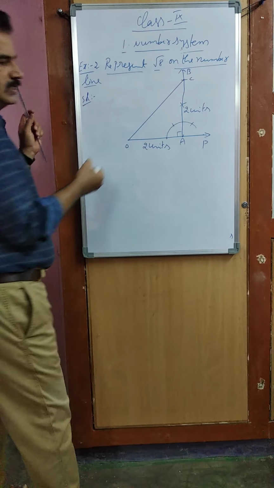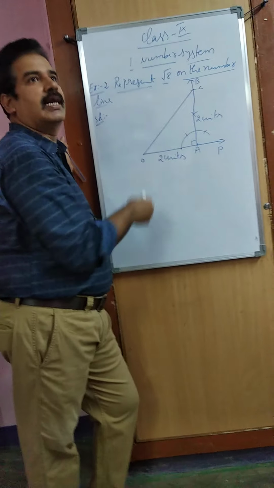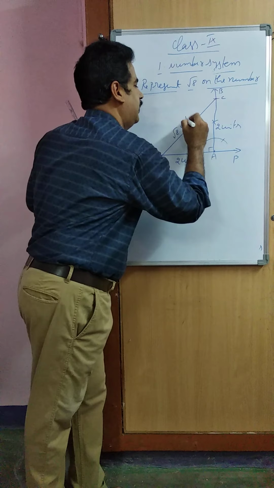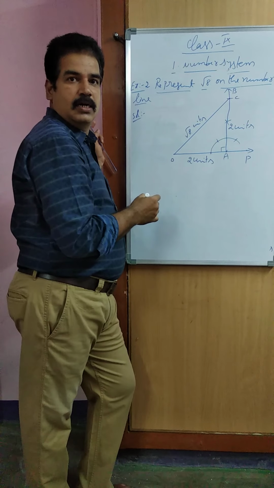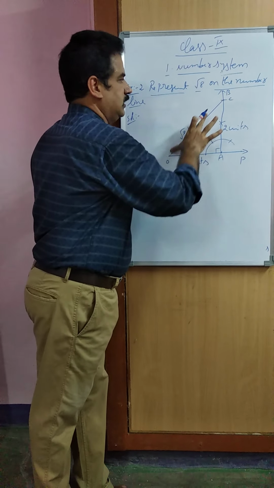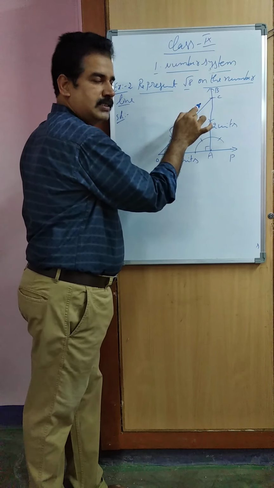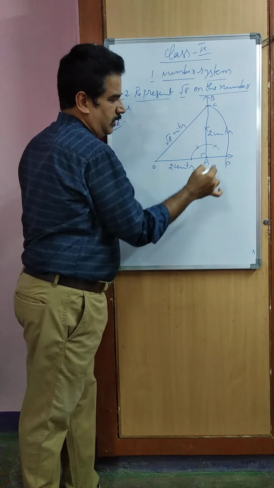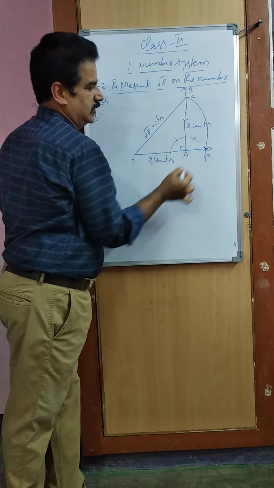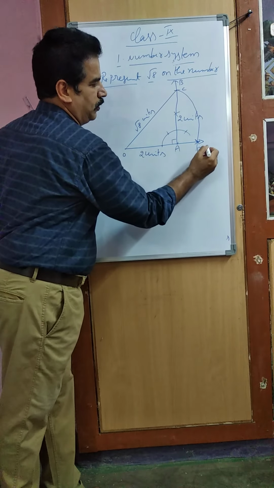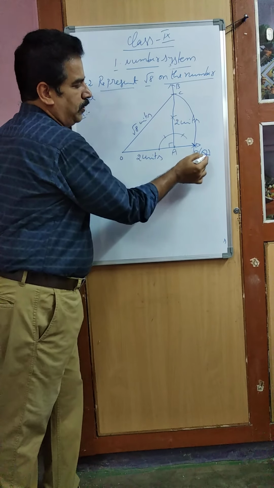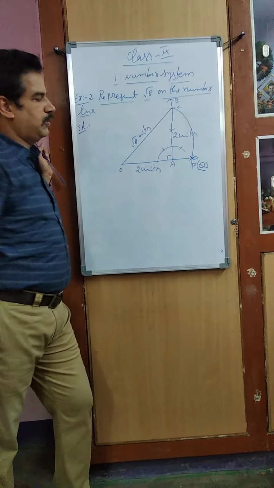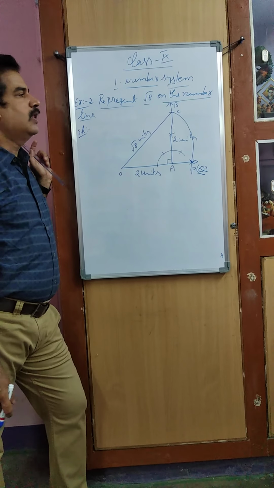Now this OC is the hypotenuse in this right triangle. So now this length we get as root 8 units. And then with OC as radius, and O as center, you draw an arc. That arc where it touches, here it touches, name it as Q there. Our Q represents root 8 on the number line.